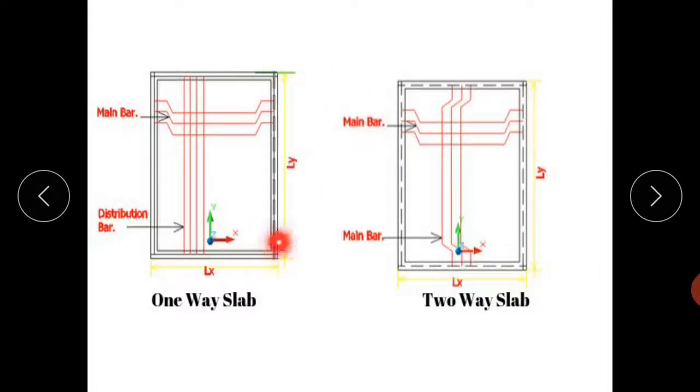So as far as reinforcement is concerned, in one-way slab, main bars are parallel to the shorter span, and distribution bars are parallel to the longer side. The reason we provide main bars is to balance the deflection in that direction, and distribution bars are to balance the stresses developed by temperature variation and stresses due to shrinkage. For two-way slabs, main bars are provided parallel to the shorter span and longer span.